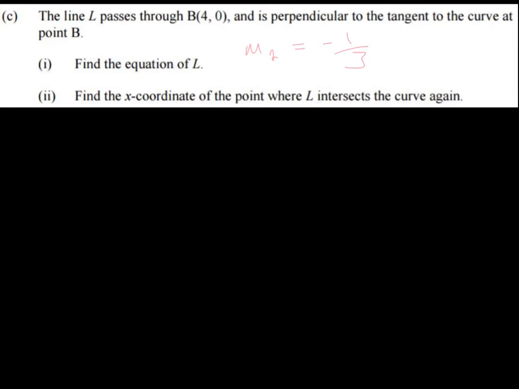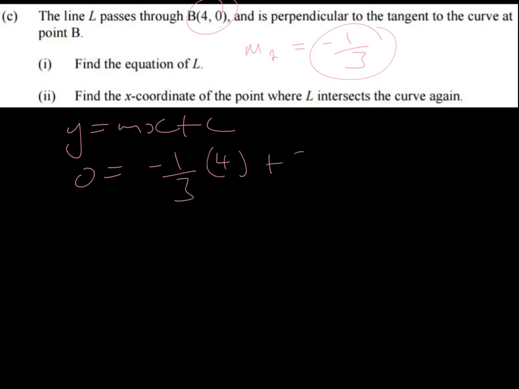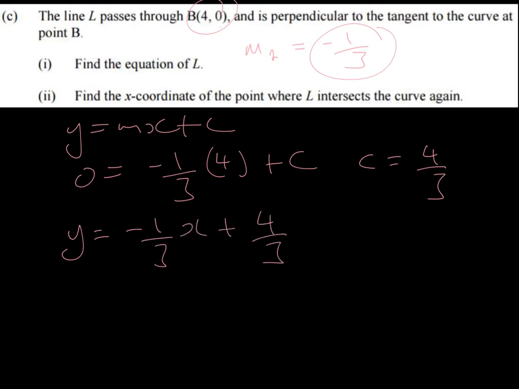Now that we've got the gradient, we can then substitute that into the y = mx + c equation. So if we've got y = mx + c, we've got the gradient negative 1 over 3, and we've got a point on the line here. So the y coordinate is 0, which is going to be equal to negative 1/3 times x, which is 4, plus c. So we can rearrange that in order to say that c is going to be 4/3, and then our equation is going to be y = negative 1/3 x plus 4/3.